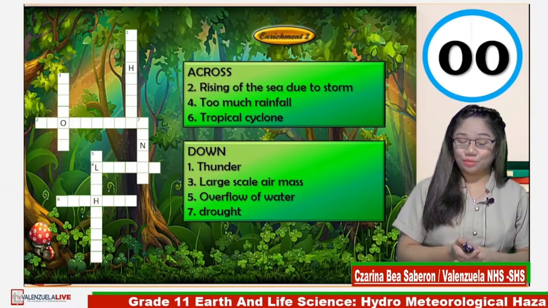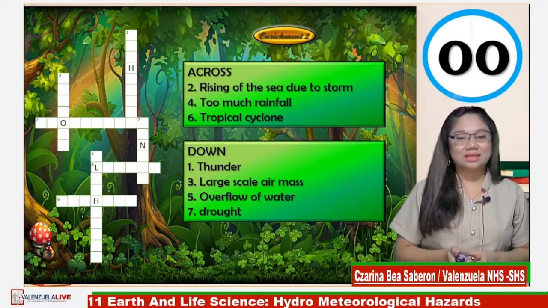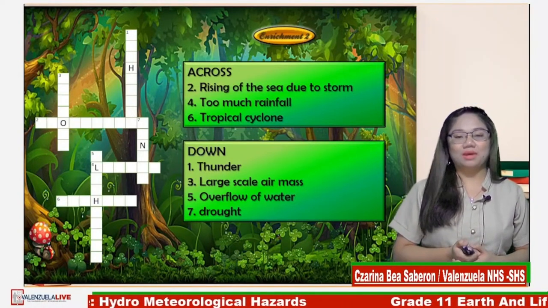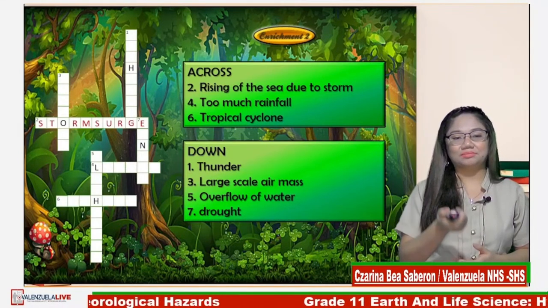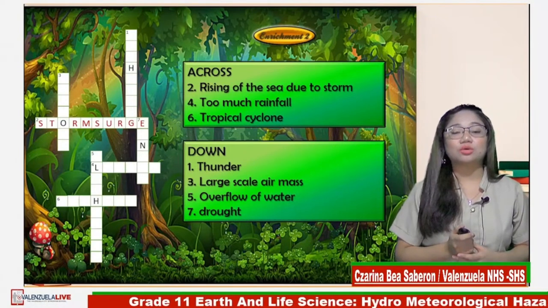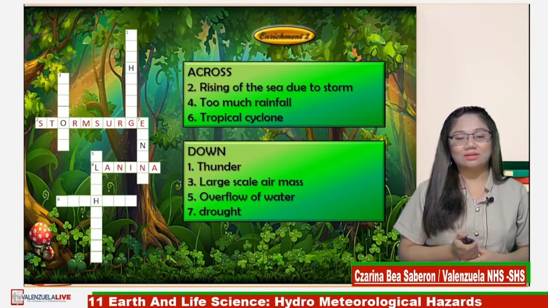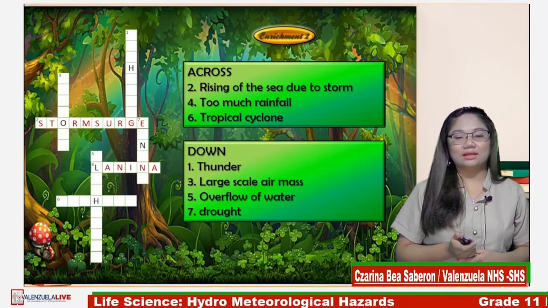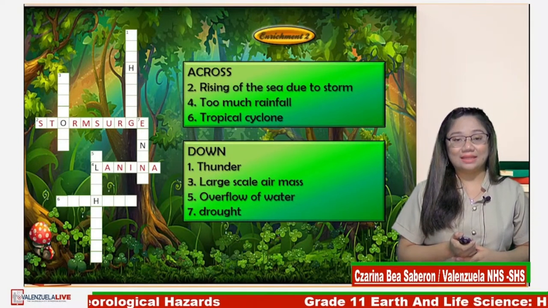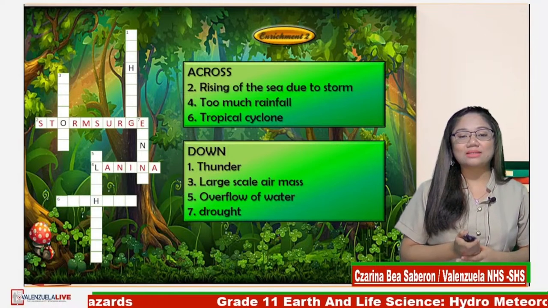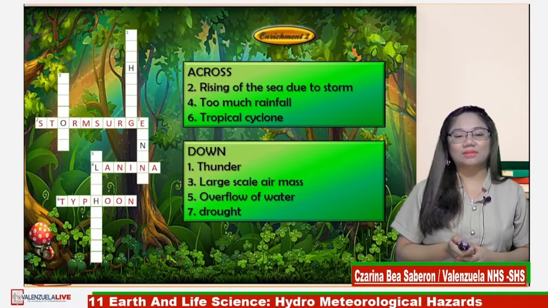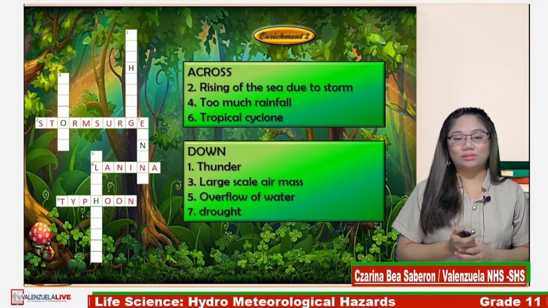Number 2, rising of the sea due to storm. What is being described by that? That is a storm surge. Next, too much rainfall. That is number 4. We denote that with La Niña. Next, tropical cyclone for number 6. Tropical cyclone, that is typhoon.